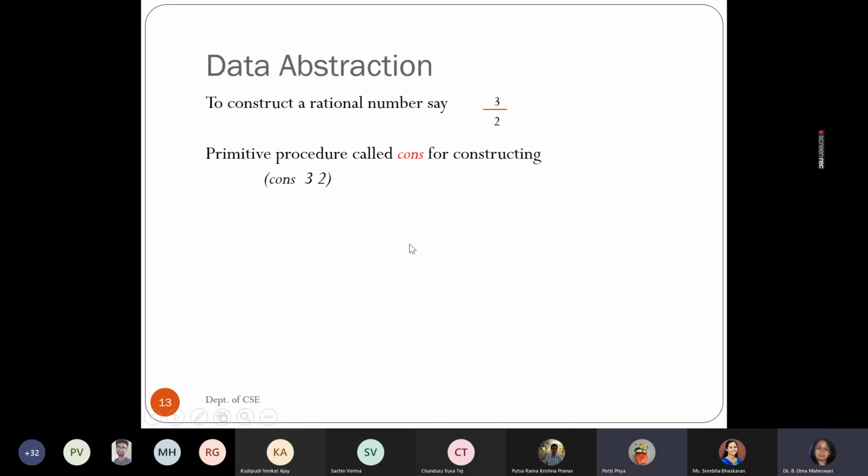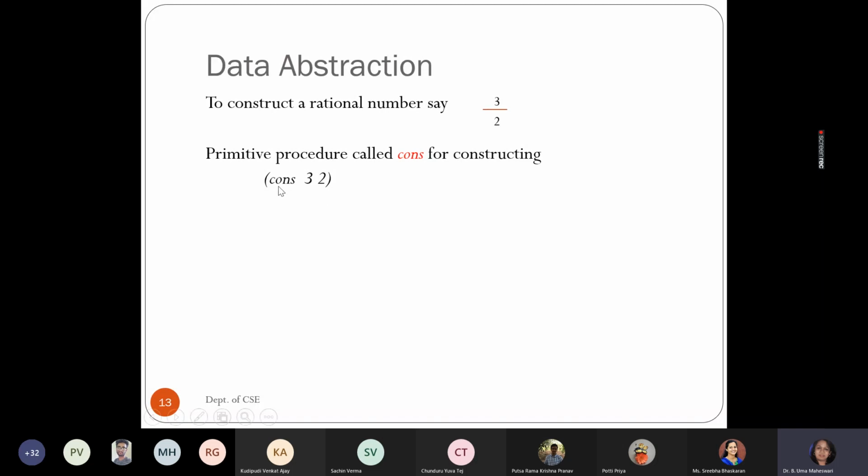See, now the thing is, I'm not worrying about what the answer is. But I want to represent this 3 by 2, the rational number. So I can go for a cons, taking the first number as a numerator and the second number as a denominator. Then later I will manipulate. So first of all, what is in our hand? We have cons and we have car, cdr, etc. By using this, we have to go for a complex data construction.